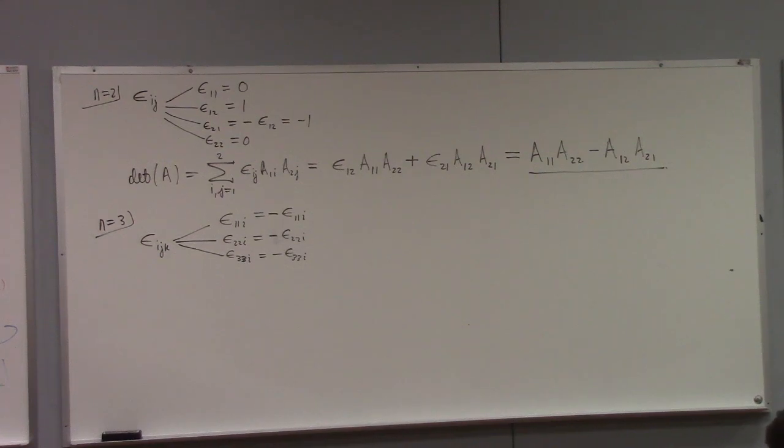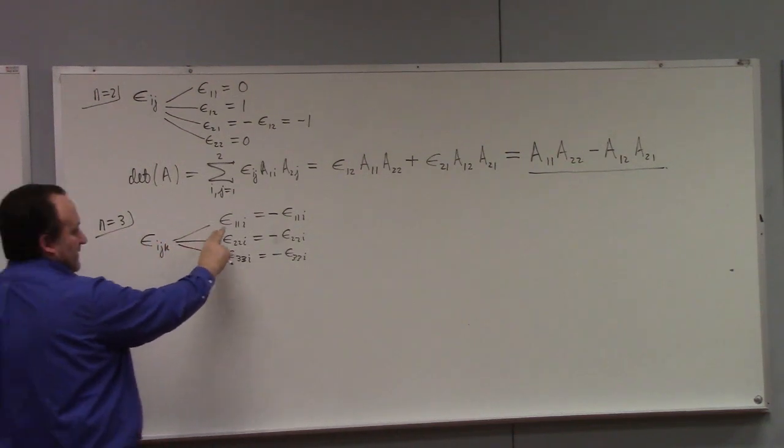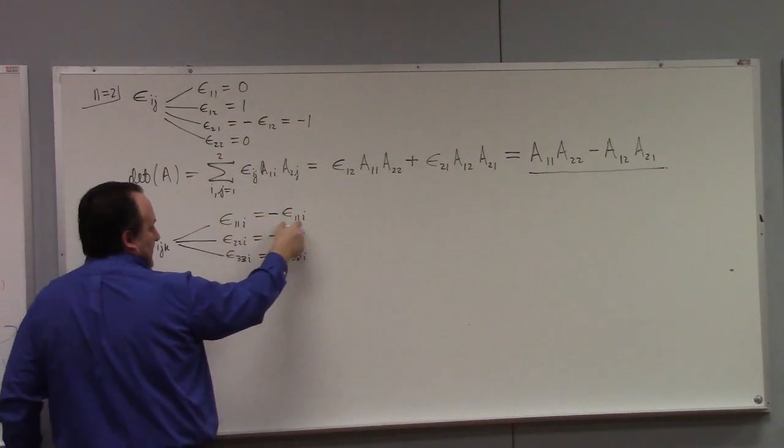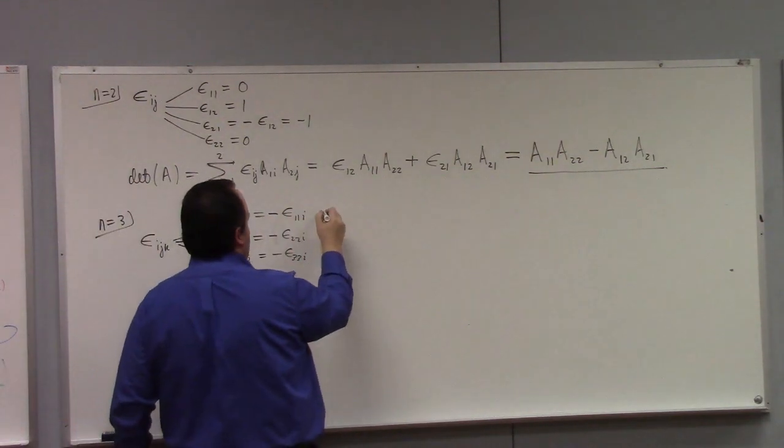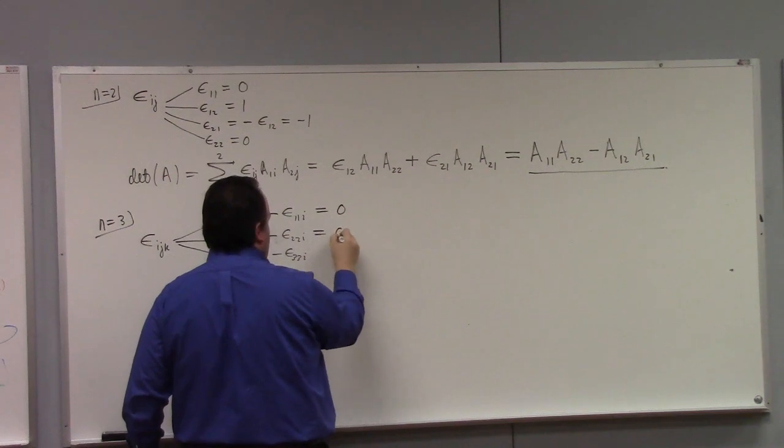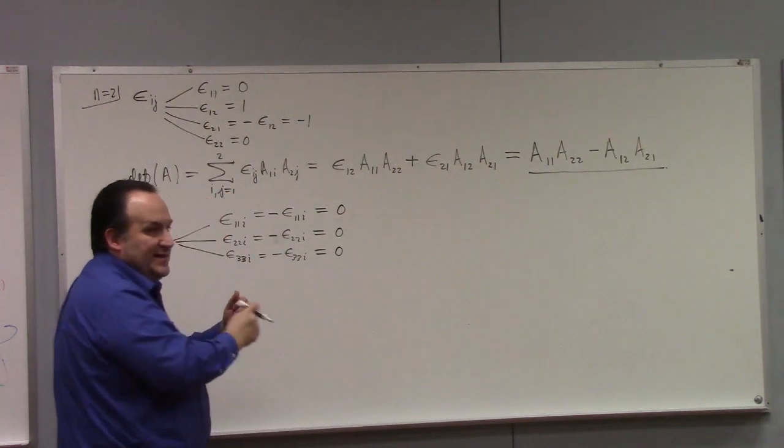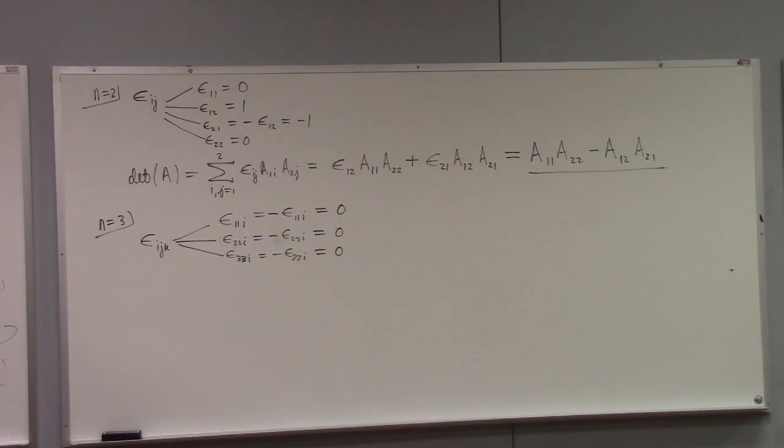It suffices to define the value. If you define the value of the symbol for 1, 2, 3, dot dot dot, n to be 1, that uniquely fixes the values for everything else if you agree that it's anti-symmetric in any pair of indices. So anytime I switch an index, I get a minus. For example, epsilon 1,1 flips to epsilon 1,1 and I get a minus. If something's minus itself, it's 0, right? So anytime we have any repeated index in the epsilon symbol, it's 0.